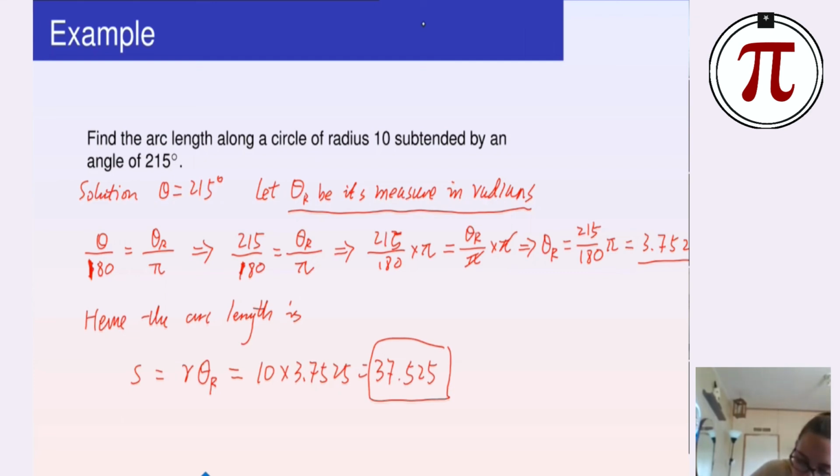Does that make sense? Okay, very good. All right, so just to be careful. Now for this question, because the angle is given in degrees, we have to convert it to radians, to measure in radians, and then use the theorem to find out the length of the arc. Okay, so be careful on that.